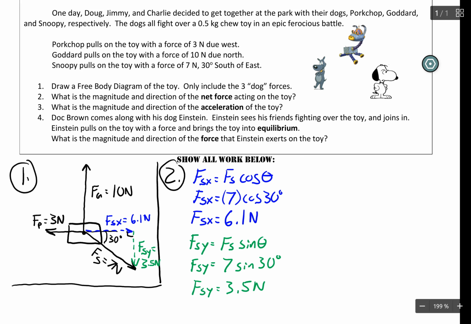Okay. All right. So we're not even done though. That's just the first part, because for 2, it says, what is the net force? This is just setting us up.